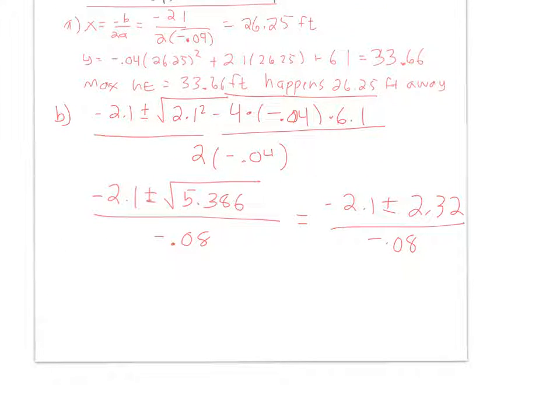So now we just need to crunch out those two answers from there. One time you do the negative version, one time you do the plus version. When I do the minus version, I end up with 55.25. When I do the plus version, I end up with negative 2.75. Well, that's not the one I want. So the farthest it gets would be 55.25 feet for part B.